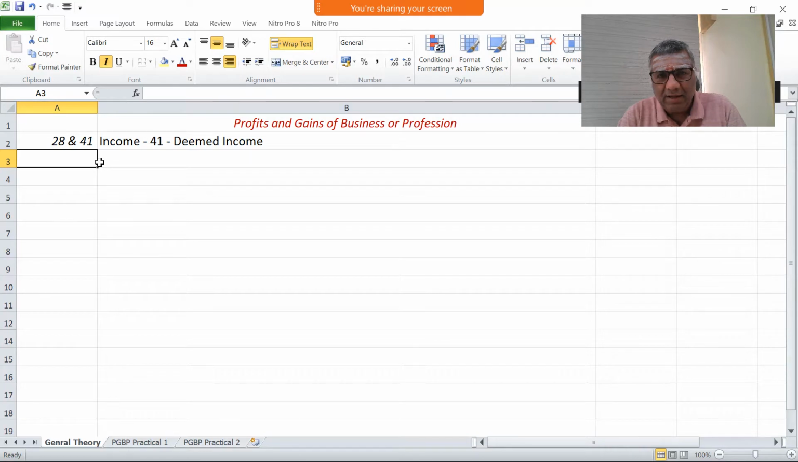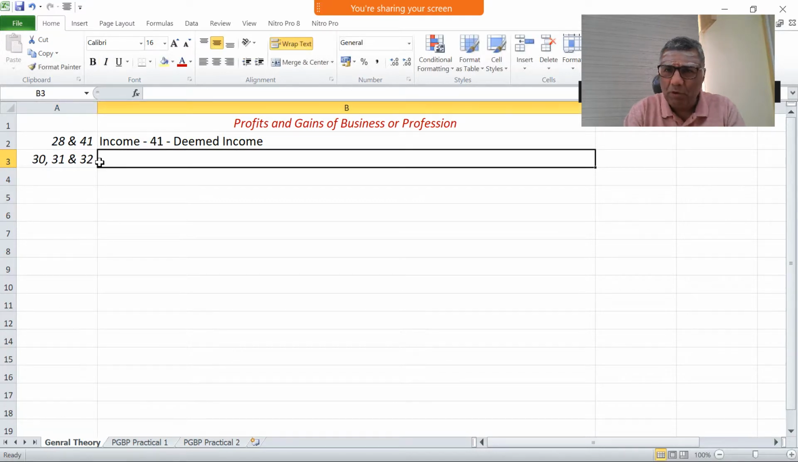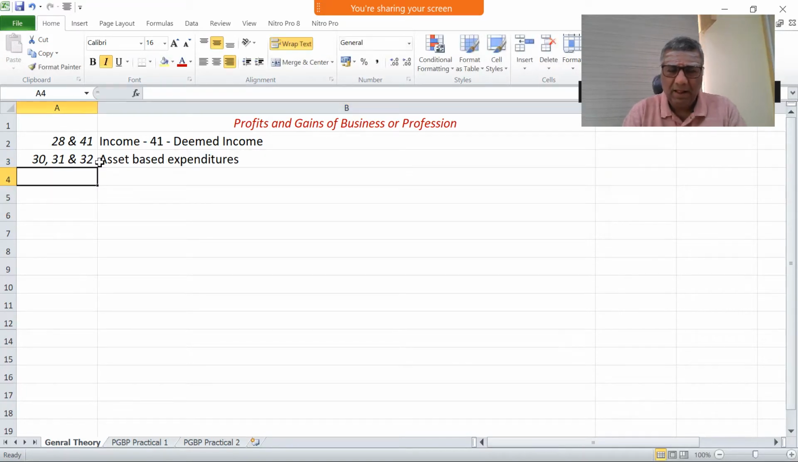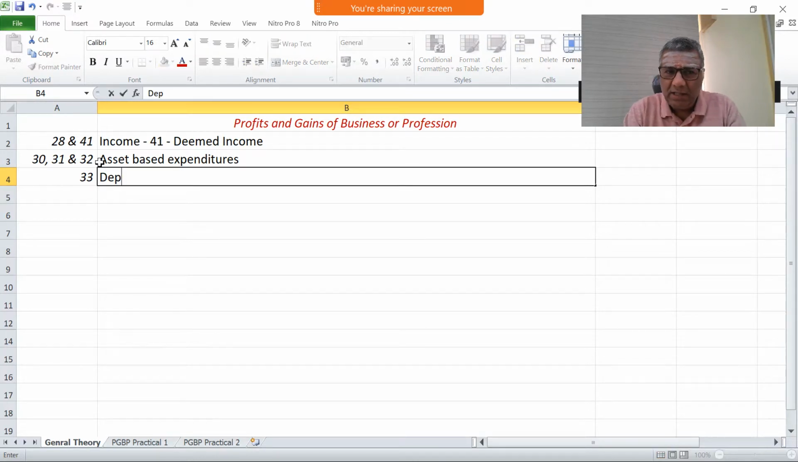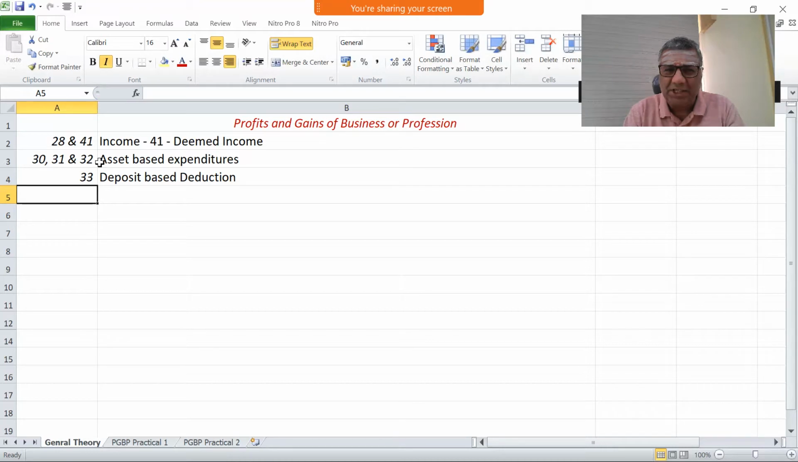The rest of the arena is about expenses. 30, 31 and 32 speak about asset-based expenditures. 30, 31 are not even looked into. 32, the long travel depreciation, is definitely important, but 30, 31 are sections which should have mingled with 37. 33 is deposit-based deduction. In this, only one section is important, 33AB. 33ABA is not a questionable area. 33AB for the plantation sector, that is important.